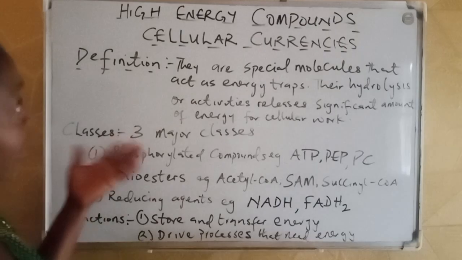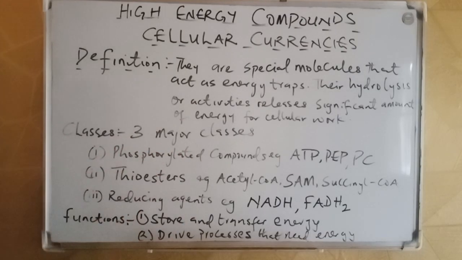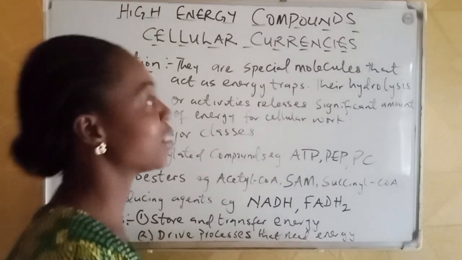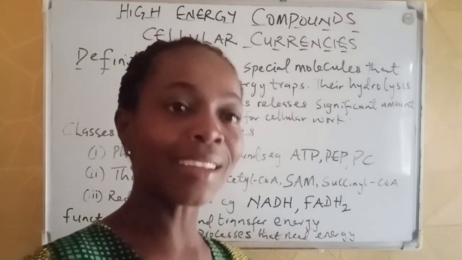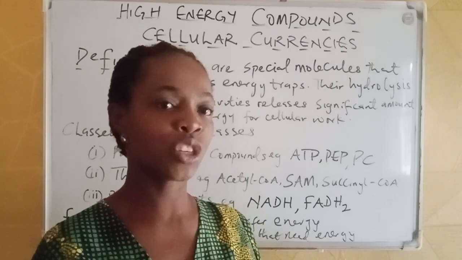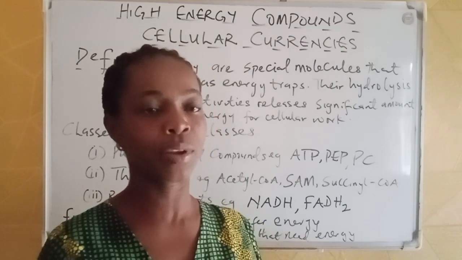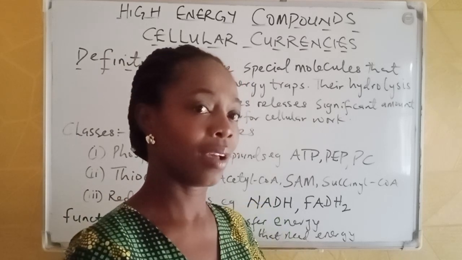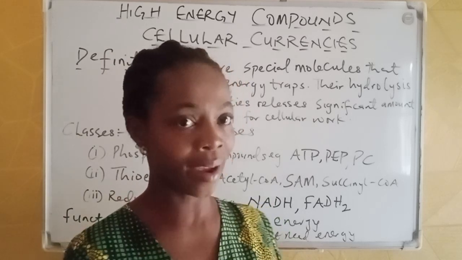What are high energy compounds, which are also called cellular currencies? They are special molecules that act as energy traps. What does that mean? Either they contain very unstable energy-rich chemical bonds, or they carry energy-rich electrons from where they are produced to where they are needed.